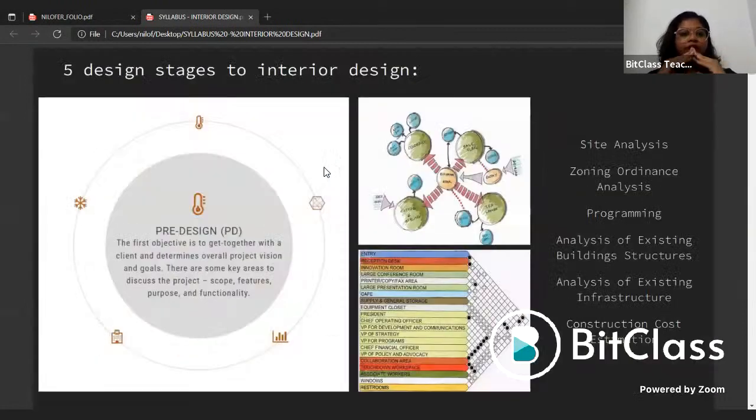Okay, the first stage of any design is the pre-design phase. What we do in this phase is basically analyze and research everything possible. Before starting any design, or if a client gives you the project, we cannot just jump into the design. We have to have basic knowledge about what we are going to do. So this is the analysis and research phase.